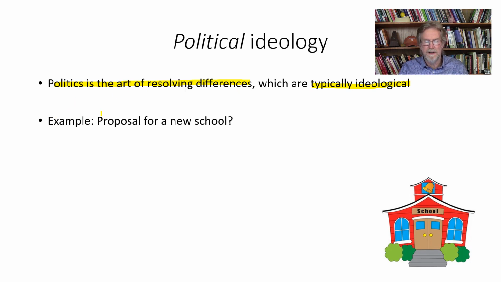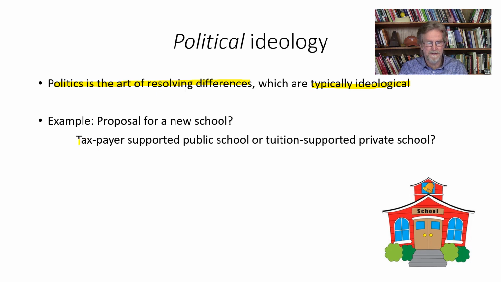Let's just say you live in a town that is needing a new school. A proposal for the new school is in itself not a controversial thing. But as you start planning for this school, you may ask yourself, is it a taxpayer-supported public school or will it be a tuition-supported private school? Those are two very different things that are driven by people's beliefs and their ideas of what they think might be better or worse. In this school, would we teach natural selection or would we teach intelligent design?